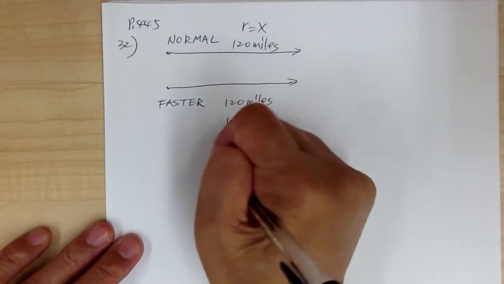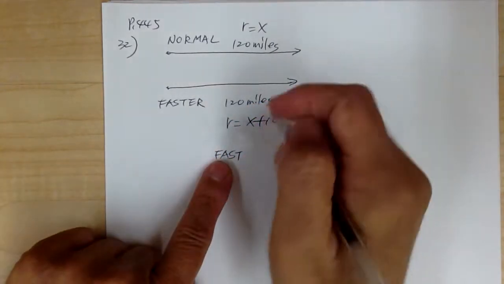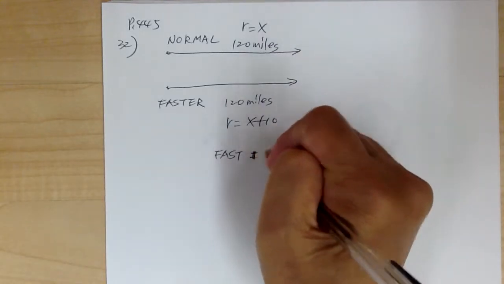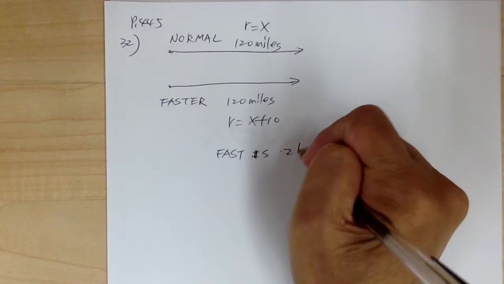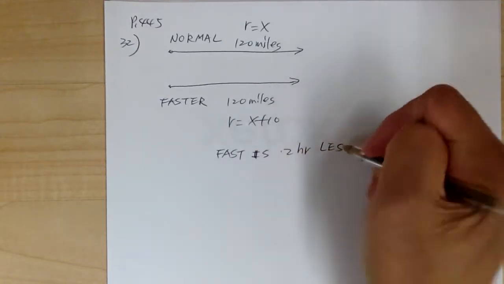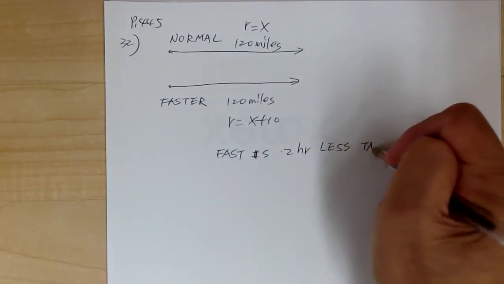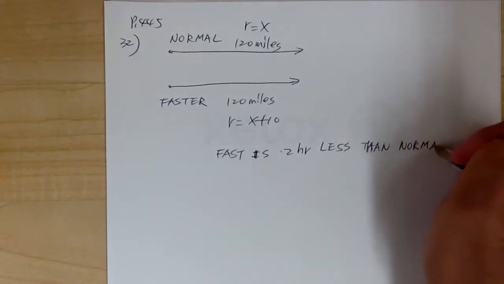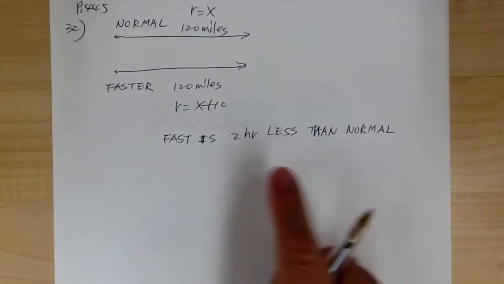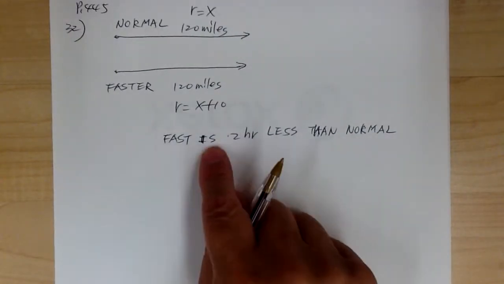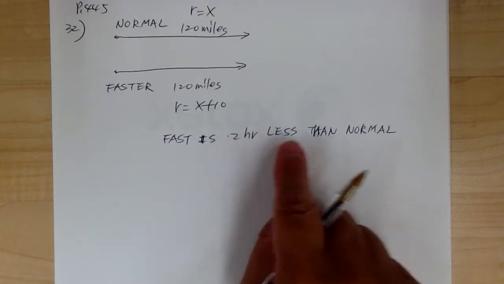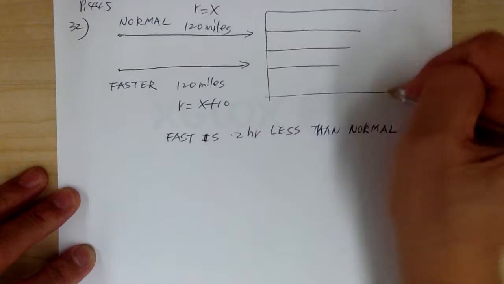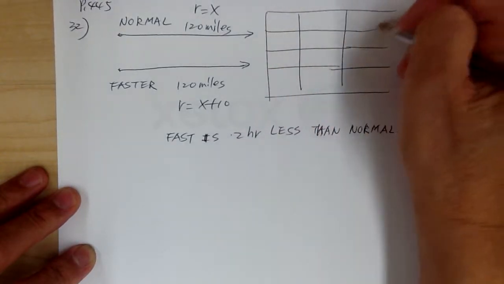So again, when you're going fast, the time for the fast is 2 hours less than normal. Okay, so that's what you need to understand, right? So the time for going fast is 2 hours less. It will take 2 hours less than normal. Okay, so let's go and do the table, so you are able to translate into an equation.